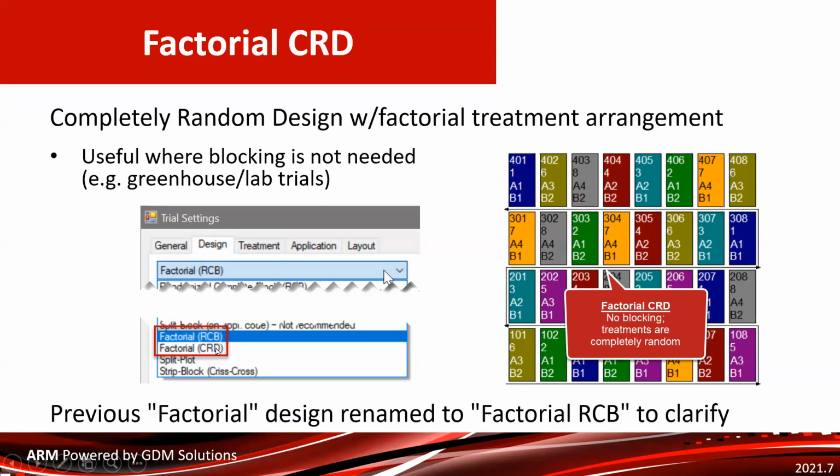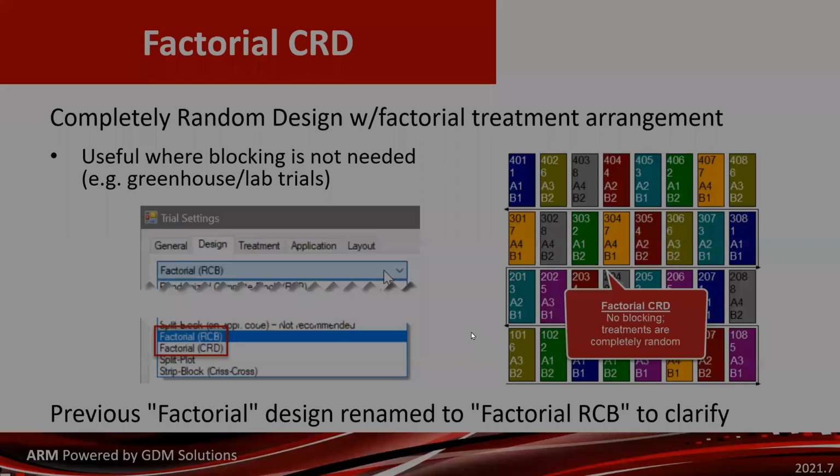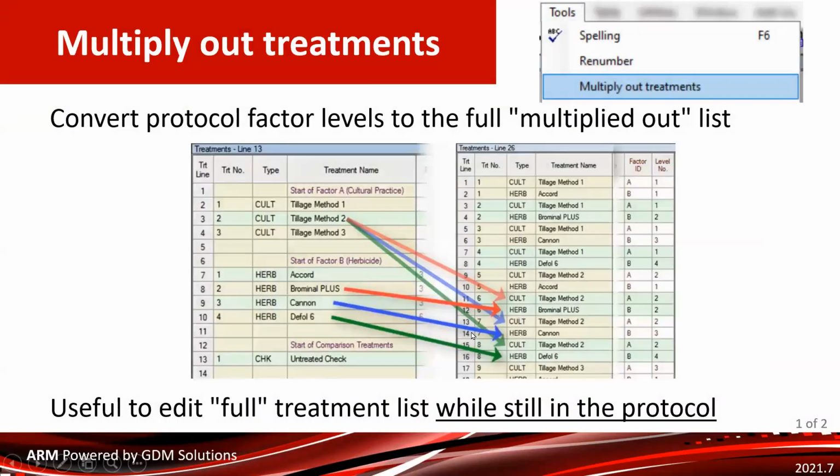But we did add a new type of factorial with the completely random design. So now there is no blocking. Those treatments can go anywhere, just like a regular CRD design, but you do have that factorial arrangement of treatments. So this request kind of came from greenhouse or lab trials where there is no blocking necessary. The pot can sit anywhere on the tray or what have you. So we added that option as another design.